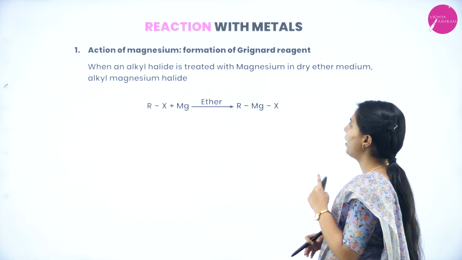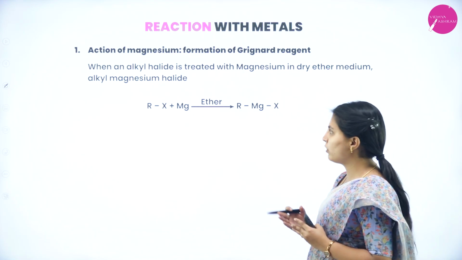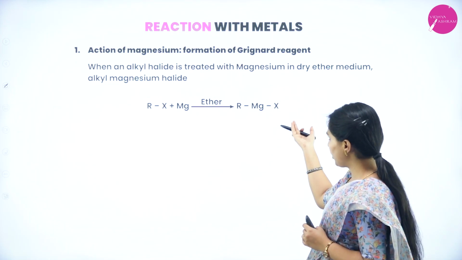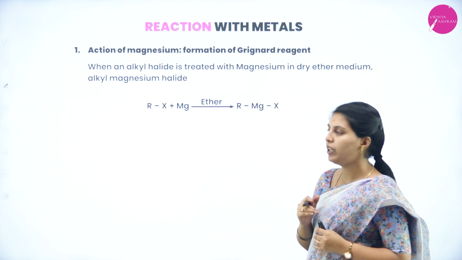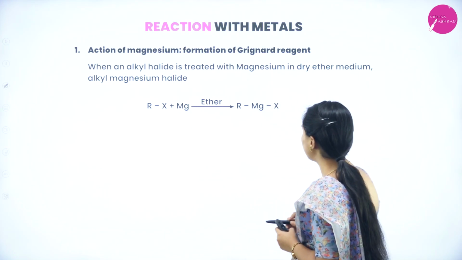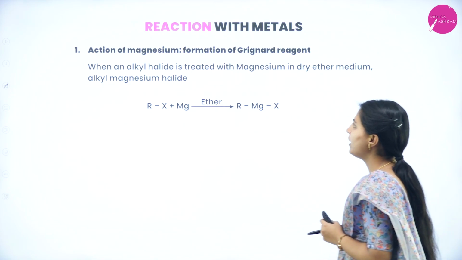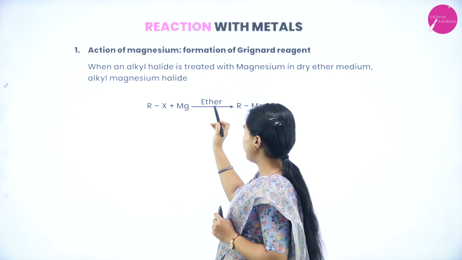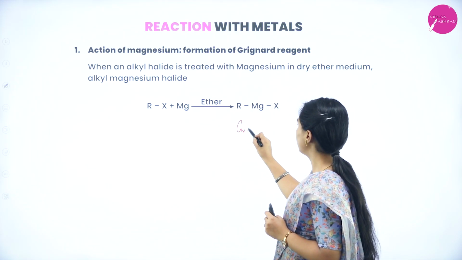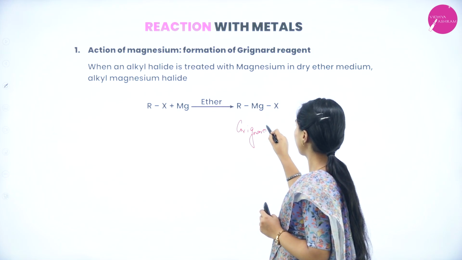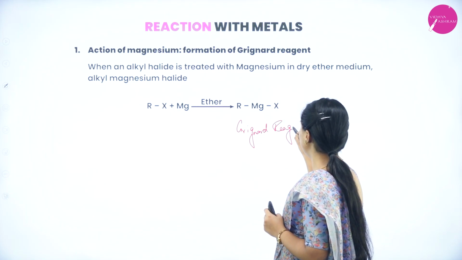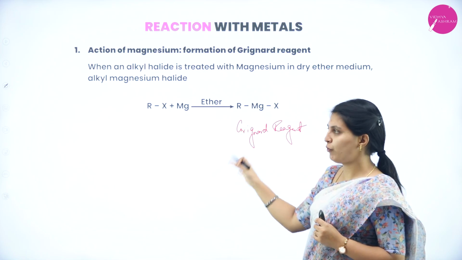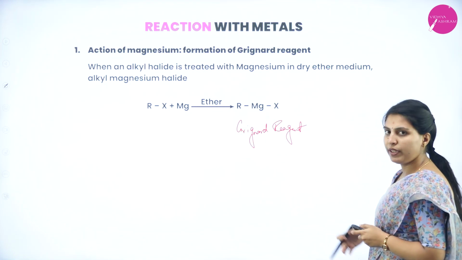Next, action of magnesium. This is a reaction with a metal. When haloalkanes are reacted with magnesium, which is a metal, Grignard reagent will be formed. When an alkyl halide is treated with magnesium in dry ether medium, alkyl magnesium halide will be formed. This is the haloalkane, this is magnesium in dry ether, and this is called Grignard reagent. So the Grignard reagent is formed by magnesium reacting with haloalkane.